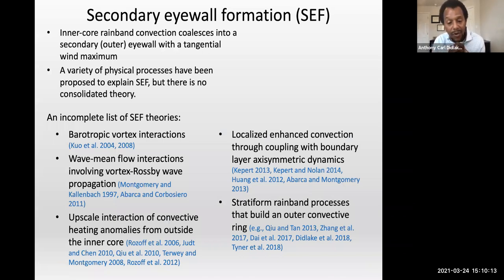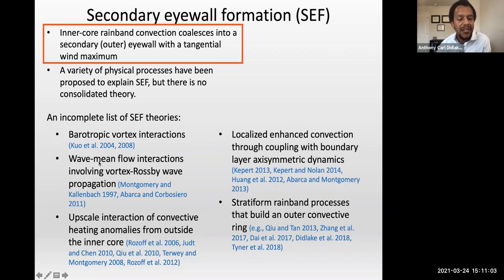So one part of the eyewall replacement cycle that I focus on is the forming of the secondary eyewall, which is where that inner core rainband convection coalesces and forms that tangential wind maximum and secondary wind maximum. So a variety of physical processes have been proposed to explain secondary eyewall formation, but there hasn't been a consolidated theory. I've listed a bunch of them here. This is, of course, an incomplete list of SEF theories. And I'll also go over just a few of them here so we know what context we're dealing with, as I'll be talking about how rain bands can contribute to secondary eyewall formation.